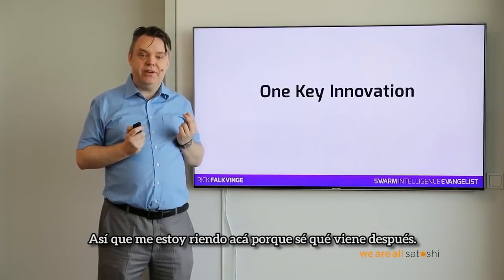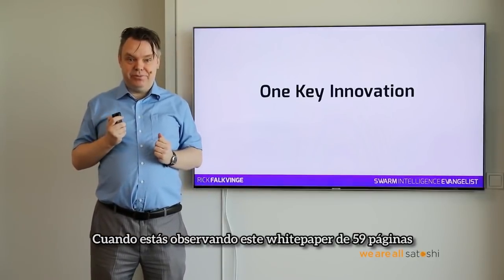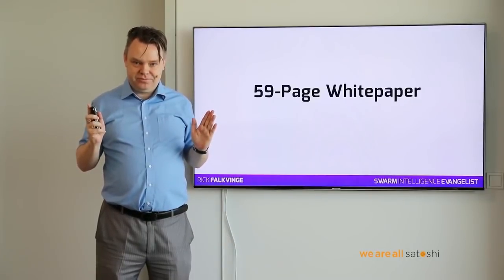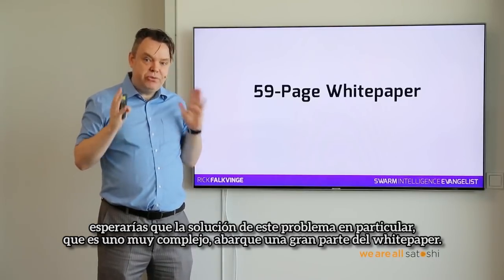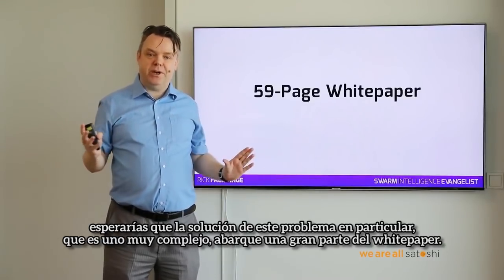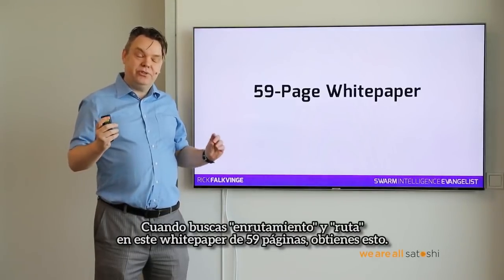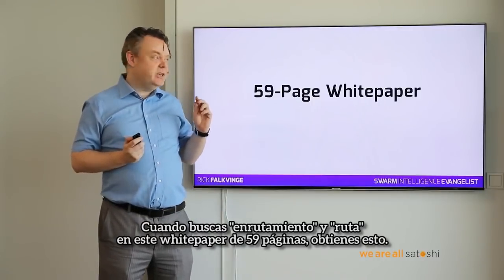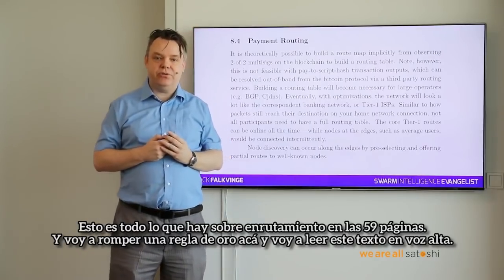So I'm laughing here because I know what's coming next. When you're looking at this 59-page white paper, and I'm not making that up, the white paper is 59 pages, you would expect that solving this particular problem, which is a really complex one, would take up a very large proportional amount of the white paper. When you search for routing and route in this 59-page white paper, you're getting this. This is all there is in the entire 59 pages about routing.